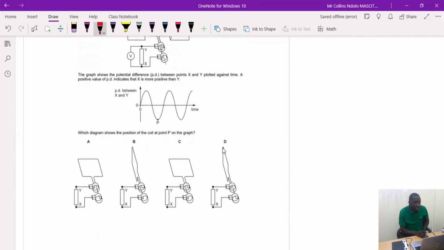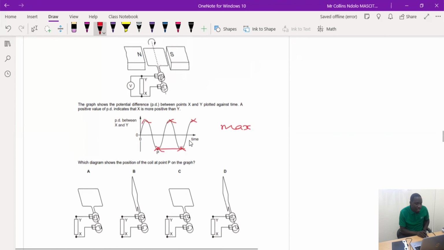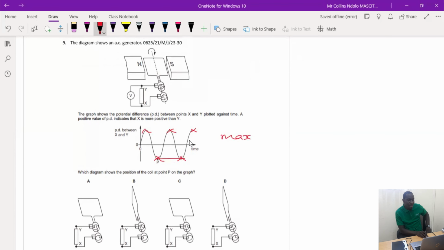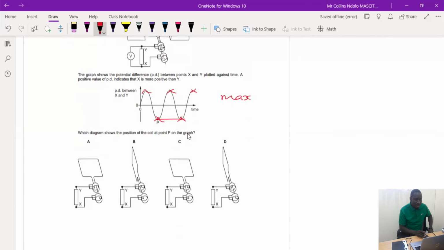Now at point P, this is when we have maximum. So this point, and here, this and this and this, is where we have maximum EMF being induced. And that particular point is only when we have A or C. A or C. That means when the coil is perpendicular, that is when we have the minimum induced EMF. So that means this is out, this is out.